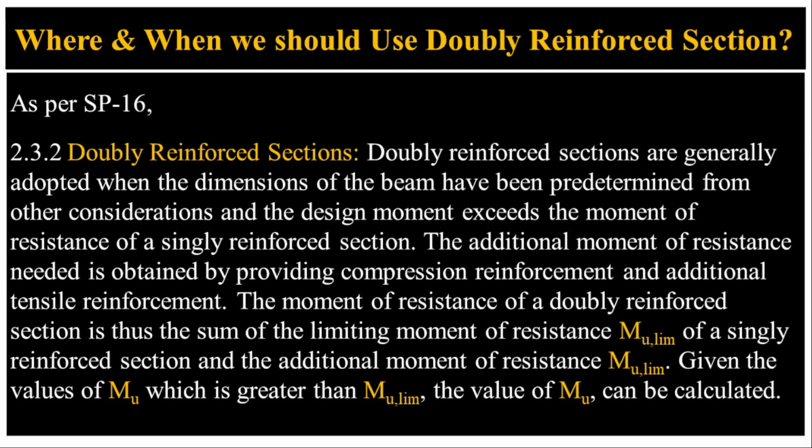So, in simpler terms, what does this mean for us? Essentially, you use a doubly reinforced section when your beam size is already fixed, but the forces acting on it, the design moment, are too large for a standard singly reinforced beam. To handle that extra load, you add more steel, not just in tension, but also in the compression zone of the beam. For a clearer understanding, let's move to the next slide.